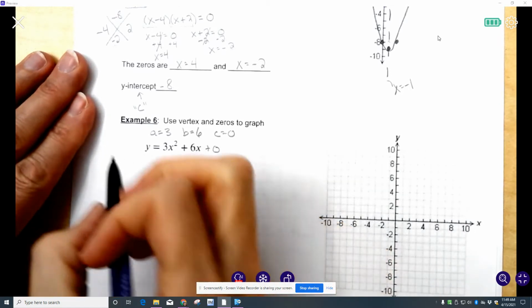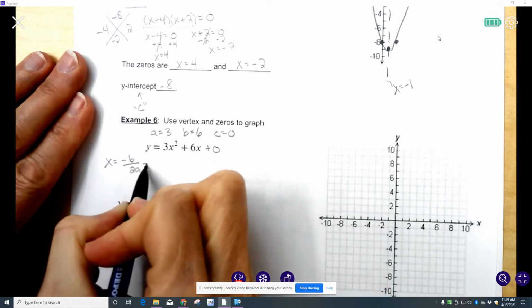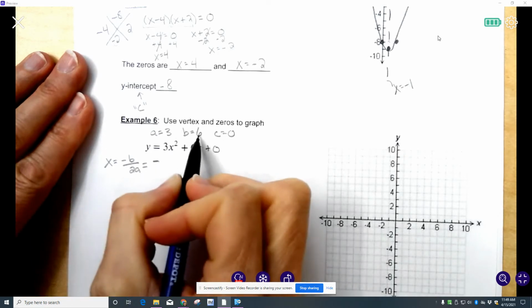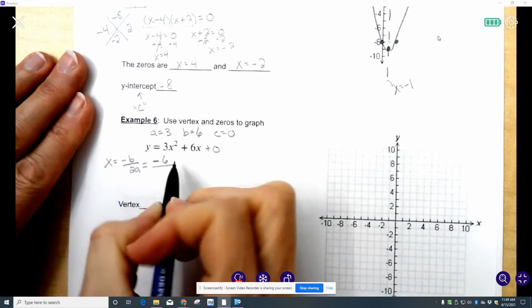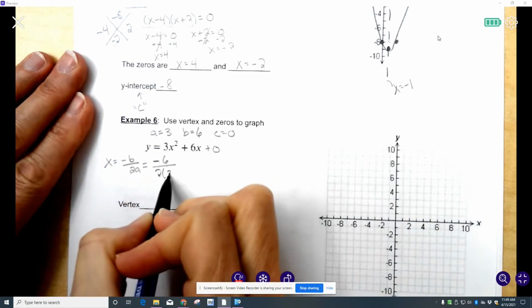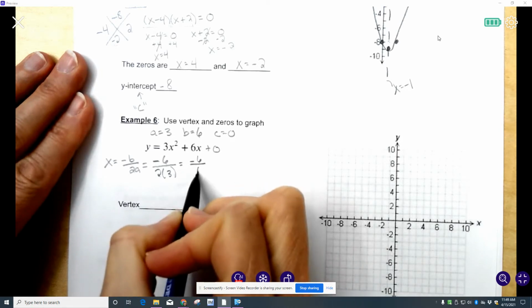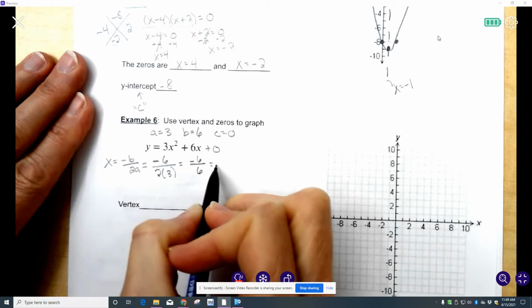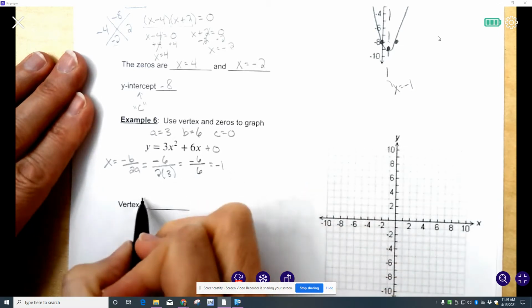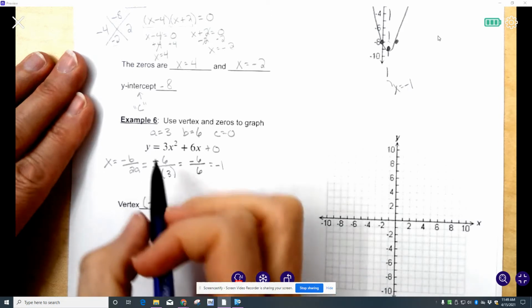All right, so vertex x equals -b over 2a. x equals negative b, which is 6, over 2 times a, which is 3. -6 over 2 times 3 is 6. -6 divided by 6 is -1. That's half of my vertex, remember? Let's find the other half.